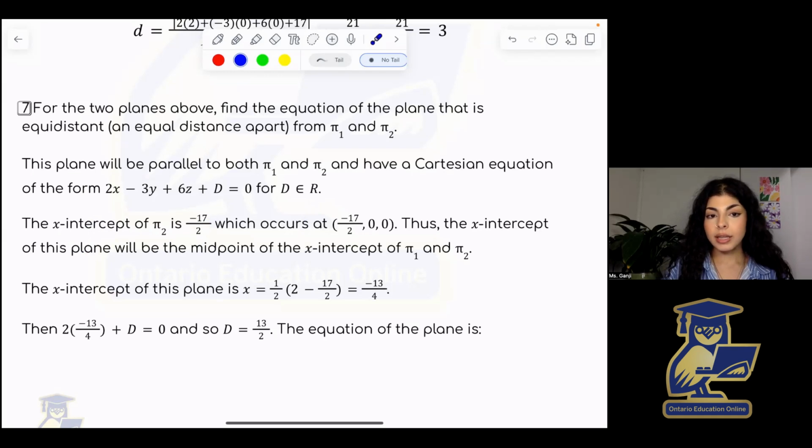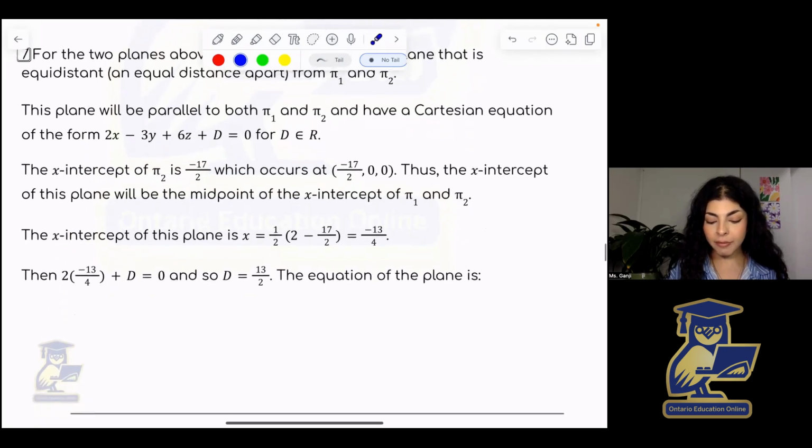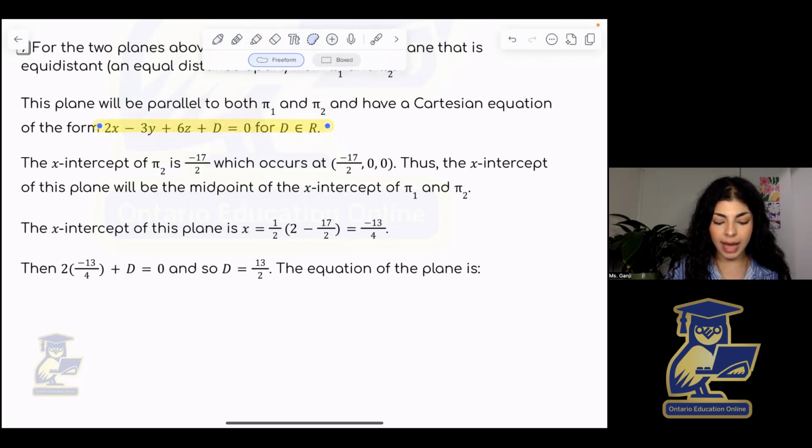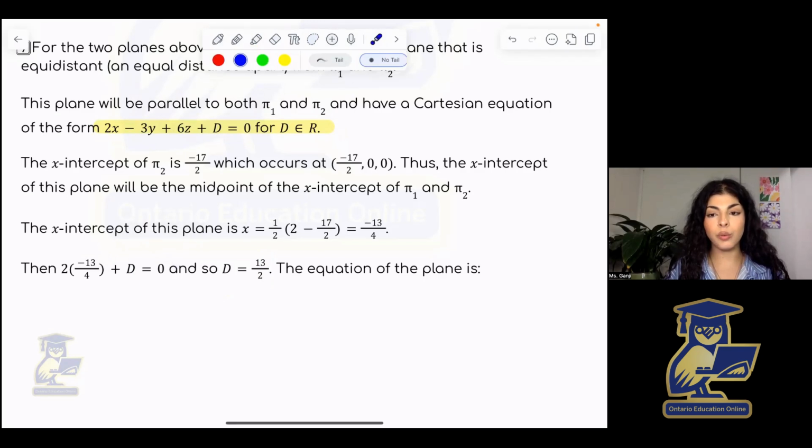Now, because this plane is an equal distance apart, that means its x-intercept will also be an equal distance apart from plane 1 and plane 2. So it will be the midpoint. And finding the midpoint there, you will get -13 over 4. Now, I will just substitute this back as if I'm solving the x-intercept for this new equation here. And substituting, you should get y and z are going to be 0. So 2 times -13 over 4 plus d should be equal to 0. And solving that, you get d is equal to 13 over 2.